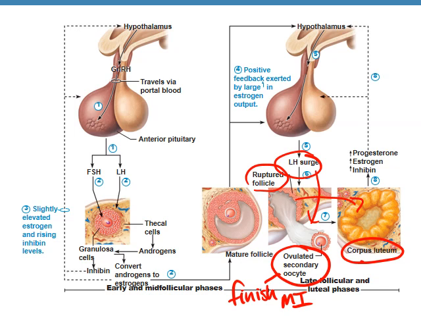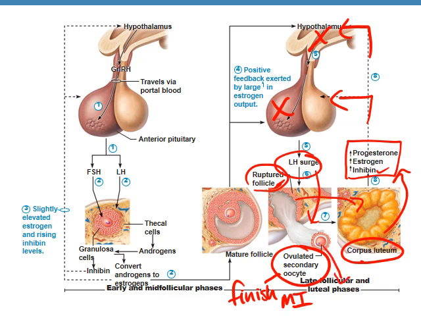The corpus luteum, the remaining ruptured follicle, is going to release hormones, and that inhibin is going to go back and block the hypothalamus and the anterior pituitary from releasing their hormones. Remember, we're in a holding pattern. This ovulated oocyte has to go out into the uterine tube and wait to be fertilized. So the corpus luteum says, don't release any more FSH and LH. We've got to wait and see what happens if the secondary oocyte is penetrated by the sperm.